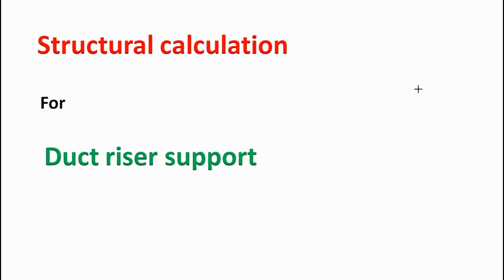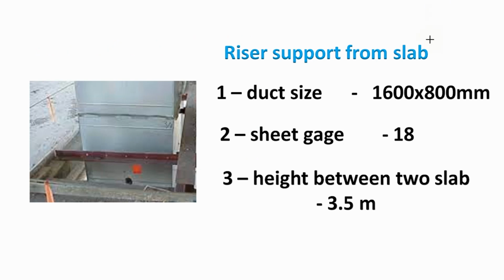To select the riser support for a duct size that is not given in a SMACNA table, we will do a sample calculation here. If you need to select the size for duct support from slab, then we need to know three things. First, duct size, that for our sample calculation we assume 1600 by 800 mm. Duct sheet gauge to calculate the duct weight, which we assume 18 gauge, and the height difference between two slabs, which we assume here 3.5 meter.